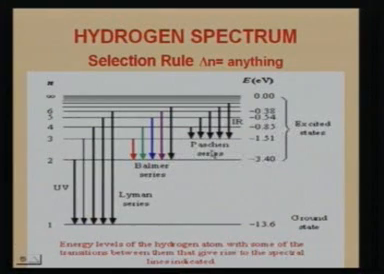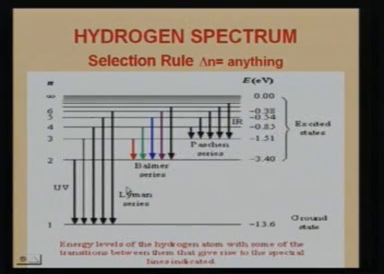So these are the various series which are observed in the hydrogen atom spectrum, and each spectral transition will occur at an energy corresponding to this energy difference, and this comes in the spectra. So this is basically the hydrogen spectrum on the basis of the Bohr model.